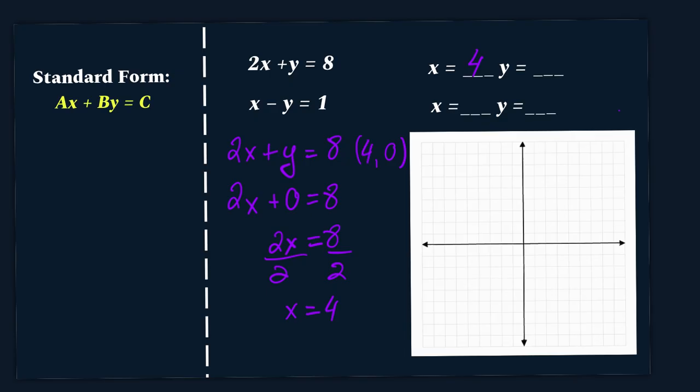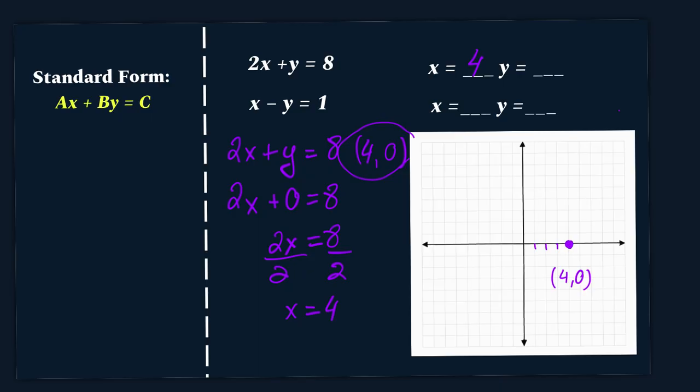Let's plot this point right here. So y is 0, x is 4. 1, 2, 3, 4. And that is our first point on the graph. Let's rewrite that point right over here so you can see.